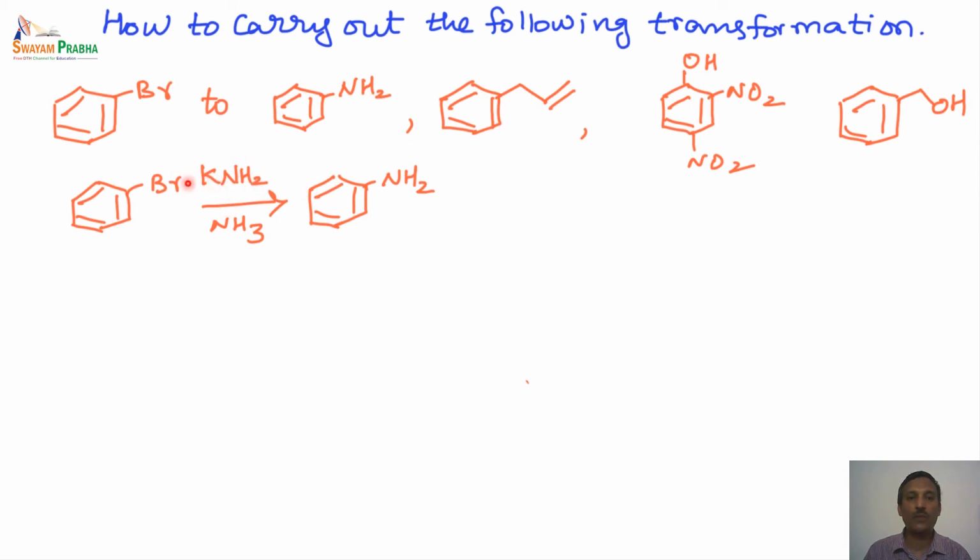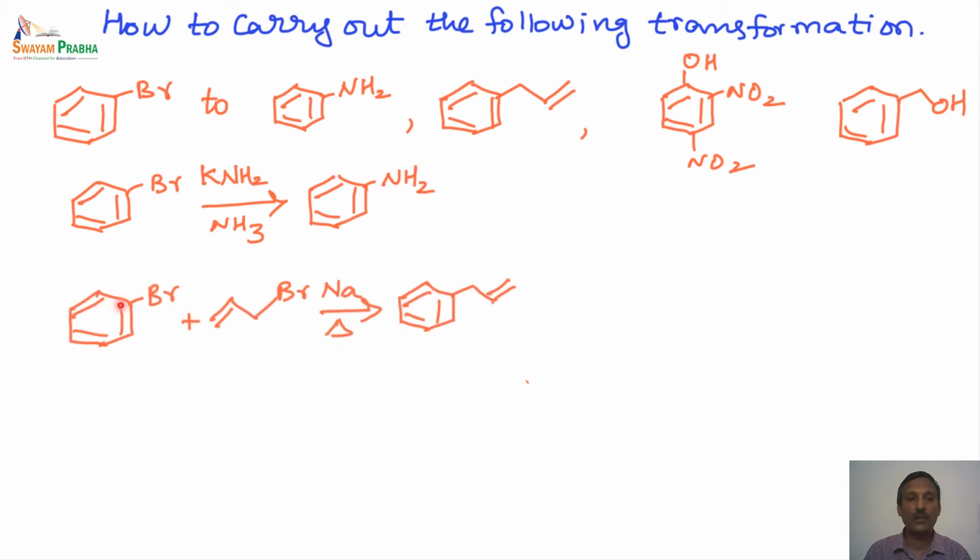So treatment of a very strong base, potassium amide, in the presence of ammonia produces the corresponding amino derivative, that is the aniline is formed. This reaction requires very high temperature.